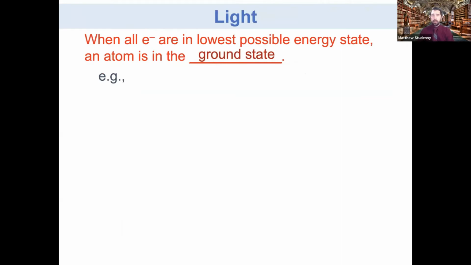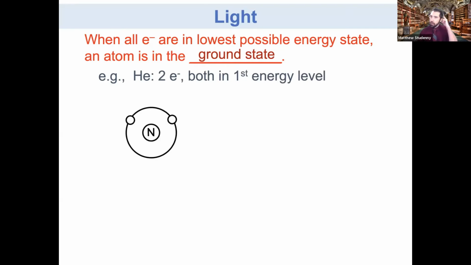Now, it doesn't mean that every single electron is right next to the nucleus. We will learn that really there are specific numbers of electrons that exist in different orbitals. But for now, it just means that all of the electrons are in their lowest possible energy. So let's say helium as an example. We'll have two electrons and they'll both be residing in that closest energy level to the nucleus.